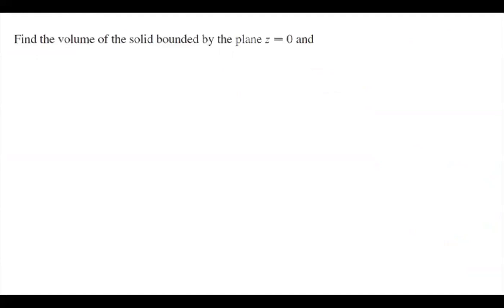In this question, find the volume of the solid bounded by the plane z equal to 0 and the paraboloid z equals 1 minus x squared minus y squared.